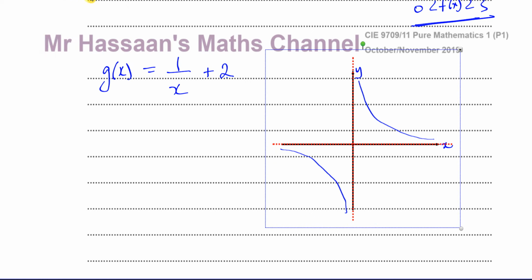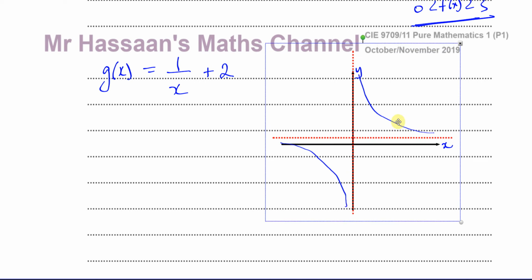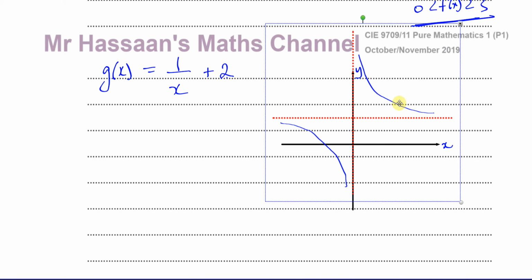Will it work? Yeah. So basically what's going to happen is this whole thing is a translation of 2 units upwards. 2 is added to the whole function, so all the y coordinates are raised by 2. All the x coordinates stay as they are. So it just raises vertically by 2 units. So it's going to go something like this. Okay, that's how it would look now.